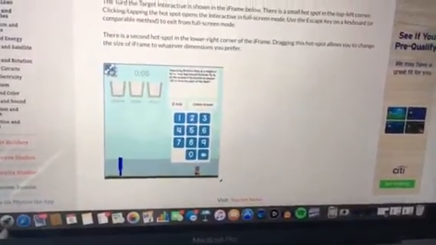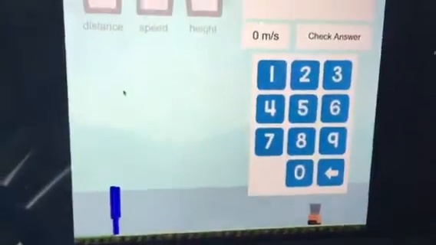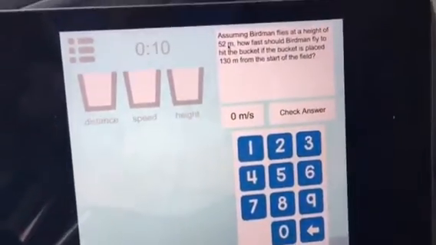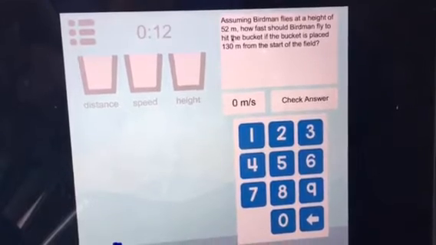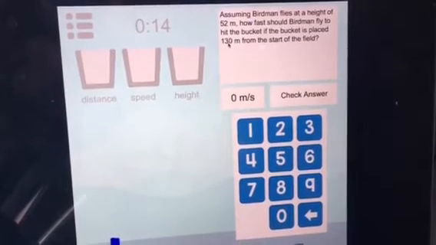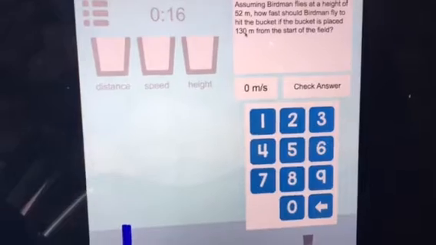Alright, this is our little Turd the Target thing. My timer has already started. I'm going to make it big. And so we've got a height that's given here, how fast if we're trying to hit something that's 130 meters away.